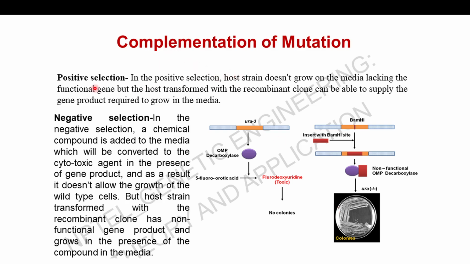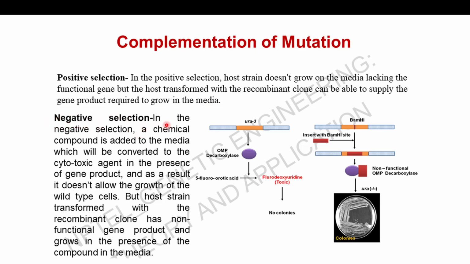Now, complementation of mutation, one is positive selection and one is negative selection. So, in positive selection, the host strain isn't growing on the media lacking the functional gene, but if the host is transformed with the recombinant DNA with the foreign DNA, then the host cells can eventually grow in the given media. Okay, because if the host cells have been able to take up the recombinant gene, then that particular gene can supply the product which the cells require to grow in a certain type of medium. Okay, growth medium.